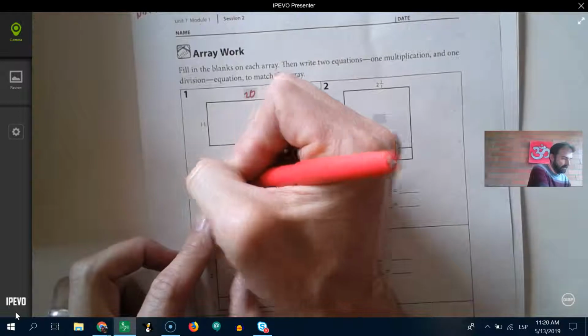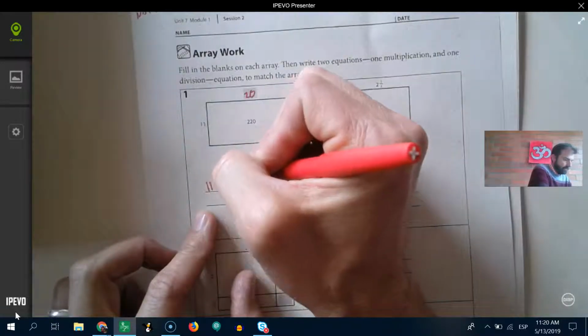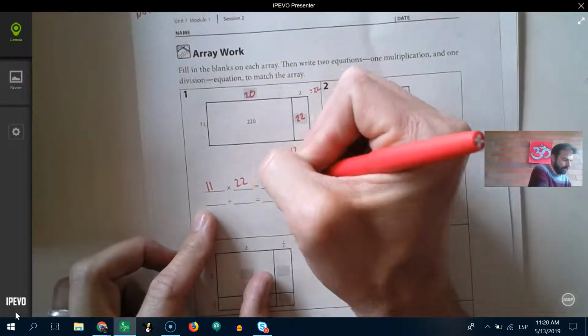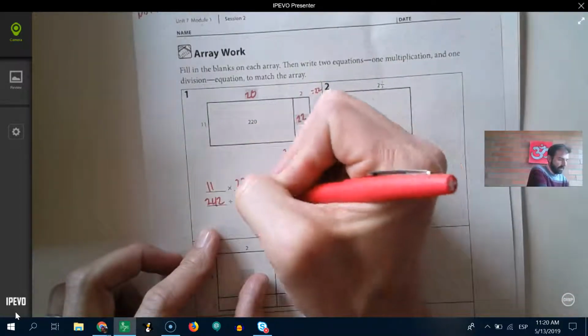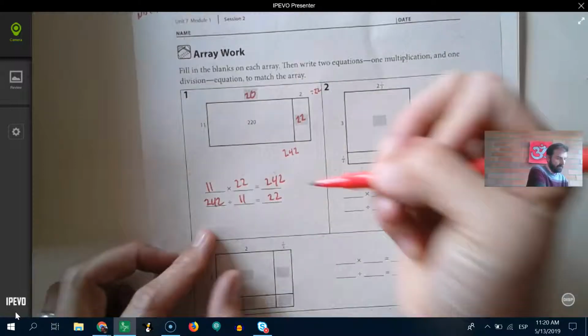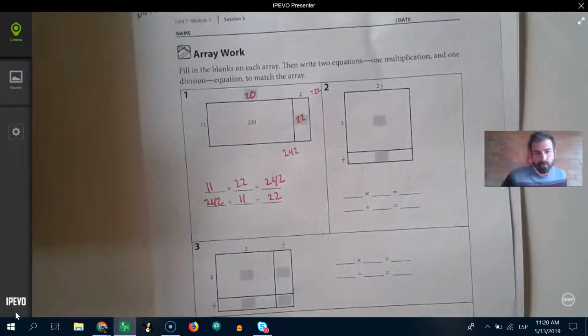So I have two problems here. I have 11 times 22 equals 242, and then I also have 242 divided by 11 equals 22. I guess you could have done also 242 divided by 22 equals 11. I think either way is fine.